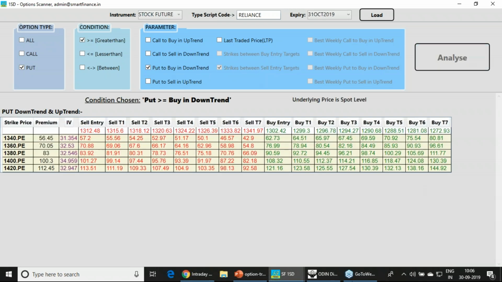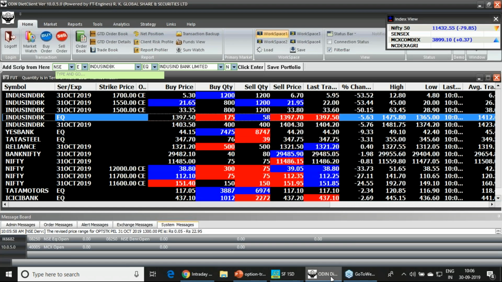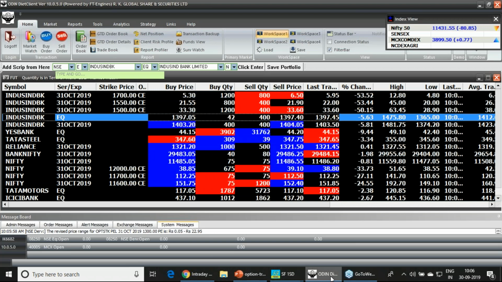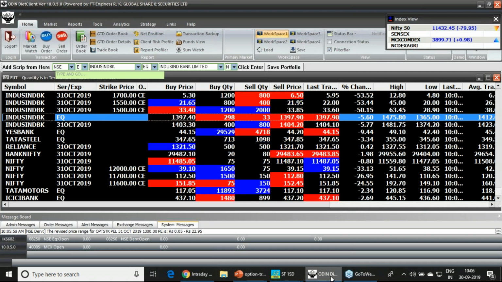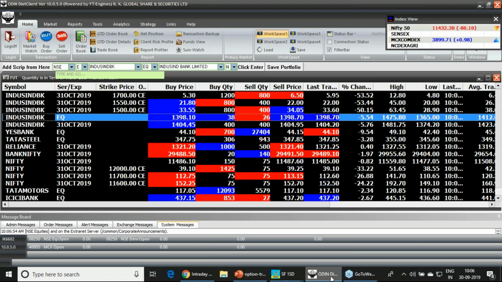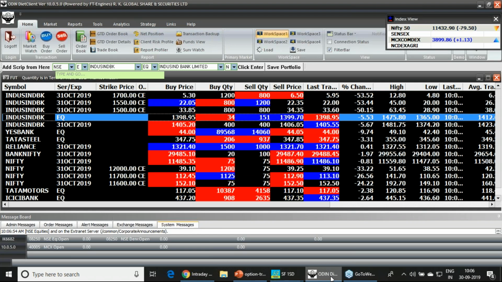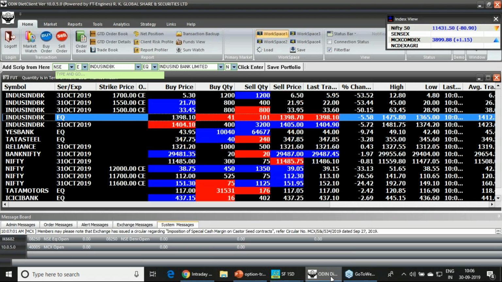I am showing buying of options because many of you do not prefer to sell options because it invites margins. So now IndusInd Bank has fallen down. If it comes to 1389 level, we will be buying the put options. If it goes to 1404 level, we will be buying the call option. Reliance also I have shown you.